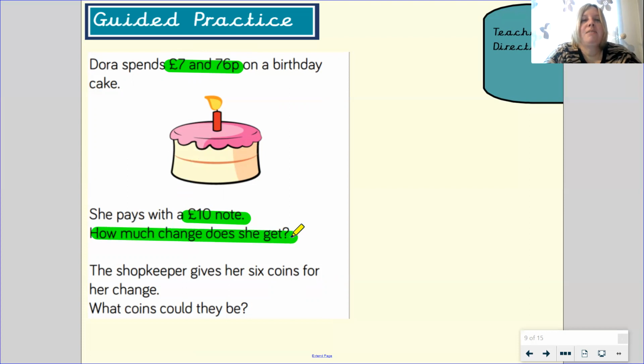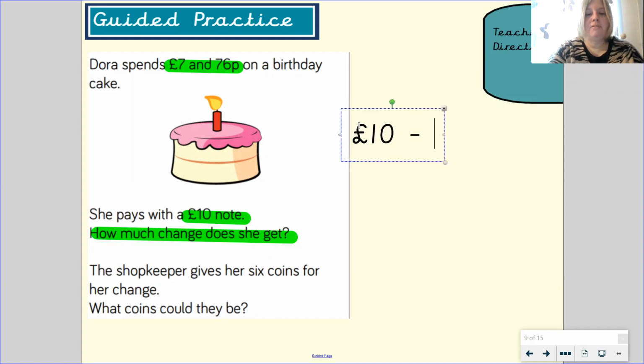So that is the first part of our problem. We've got to do £10, take away £7.76. Can you have a go at that first step for me to find out how much change Dora gets? Let's work through it together now that you have had a turn at trying. So the first thing I'm going to do is write my calculation. And for this, my calculation is £10, because that's what Dora pays with, take away £7.76, because that's how much she spent on the birthday cake.